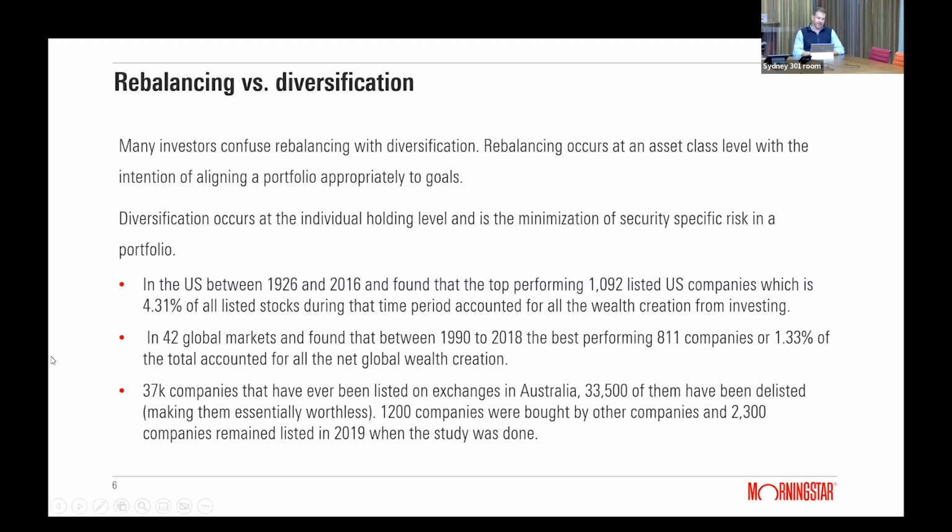And he did this in global markets as well. He looked at 42 different global markets, over a shorter time period, just from a data perspective, and he did this portion of the study a little bit later. So between 1990 and 2018, 811 companies, or only 1.33% of the total companies listed globally during that period, created all that global wealth creation.